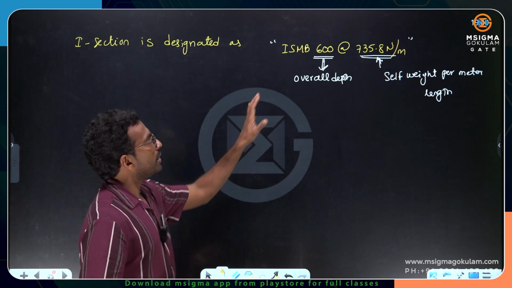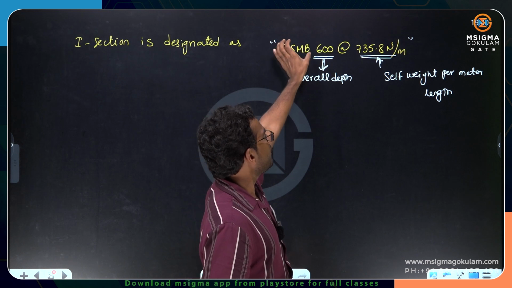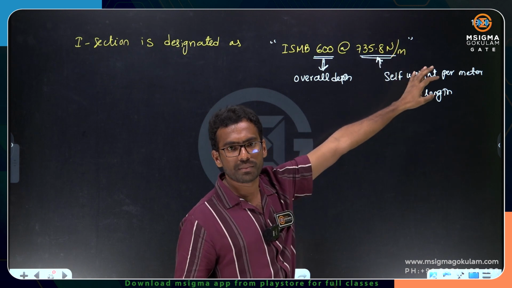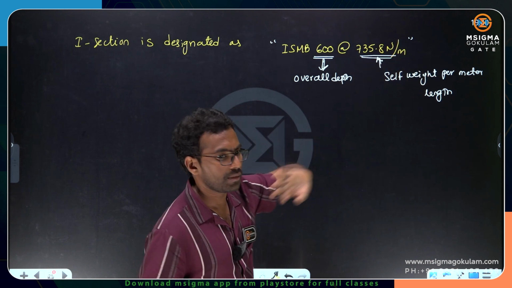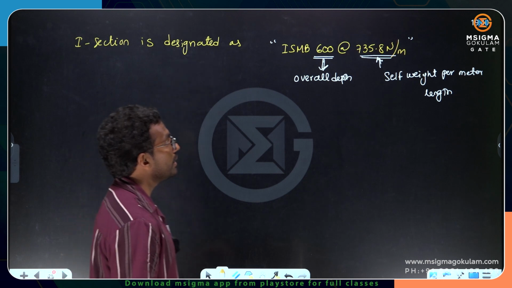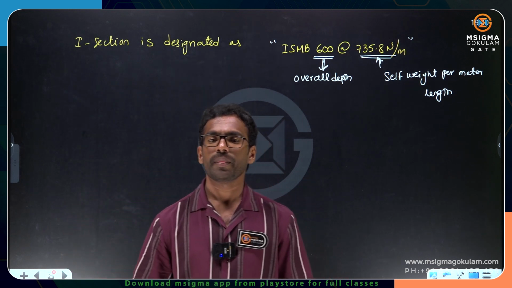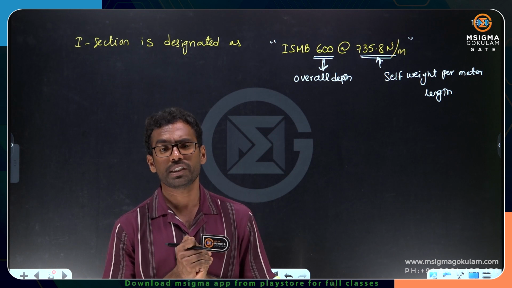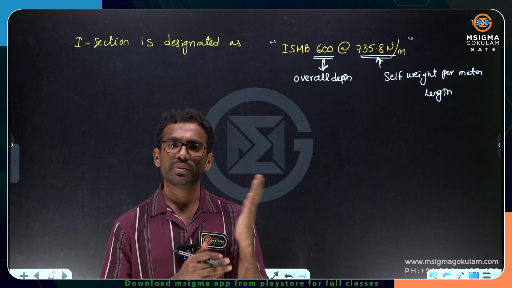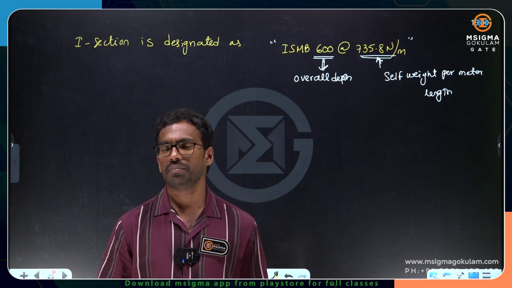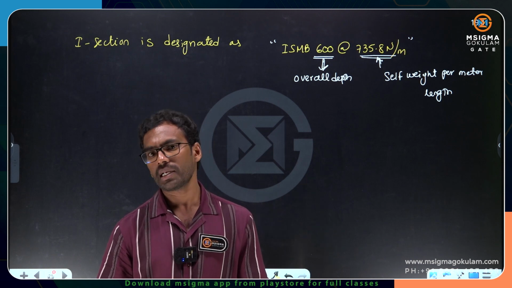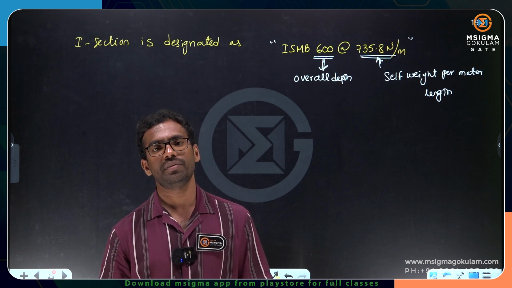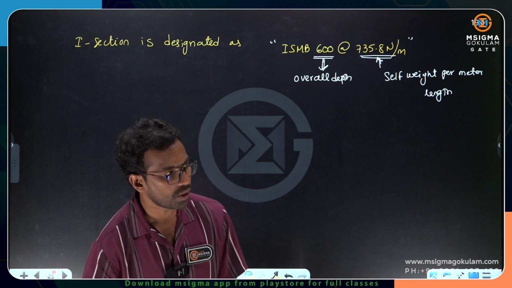So the number after any IS beam represents the overall depth of the I section. At the rate something Newton per meter is nothing but self weight per meter length. That is how we designate the I section. Now, once you know about the I section, where can we use it? I told several applications. For beams, the best section is the I section. Columns also we can go for it, anywhere. It has a lot of moment of inertia about the major axis.